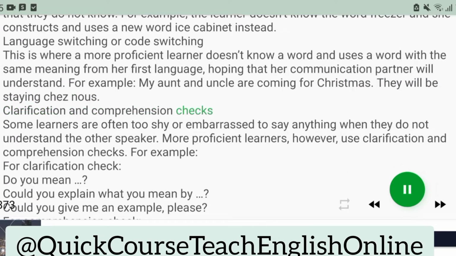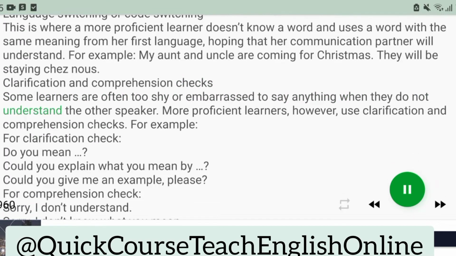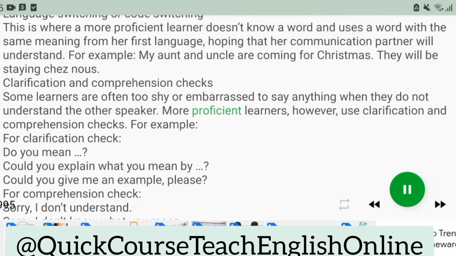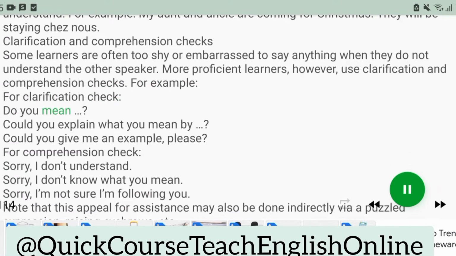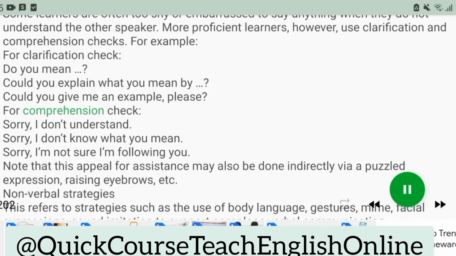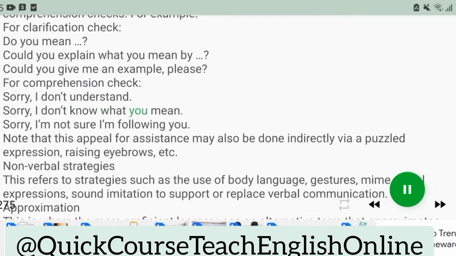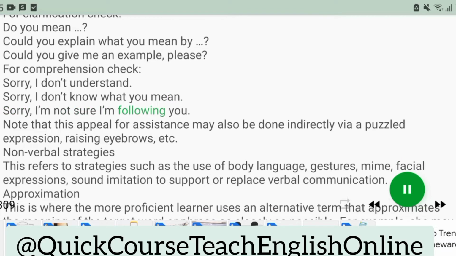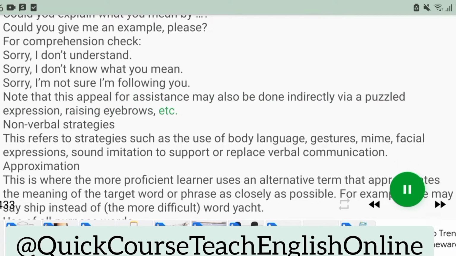Clarification and comprehension checks. Some learners are often too shy or embarrassed to say anything when they do not understand the other speaker. More proficient learners, however, use clarification and comprehension checks. For example, for clarification check: Do you mean? Could you explain what you mean by? Could you give me an example, please? For comprehension check: Sorry, I don't understand. Sorry, I don't know what you mean. Sorry, I'm not sure I'm following you. Note that this appeal for assistance may also be done indirectly via a puzzled expression, raising eyebrows, etc.